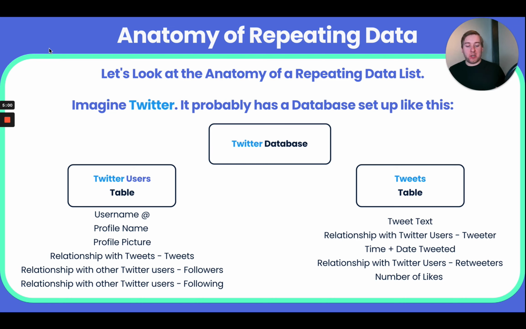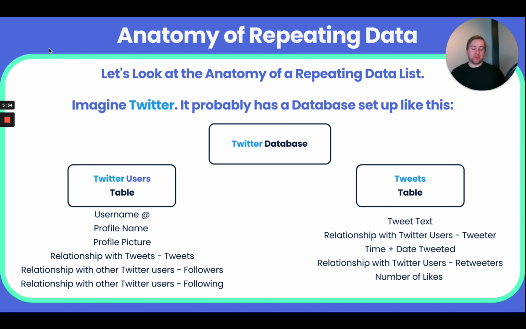And then on our tweets table, we would likely have the text of the tweet. So what did they write? You know, welcome to Twitter, or I've just made my first tweet, whatever it might be. You're going to have a relationship with the Twitter users table that says, who tweeted this tweet? Was it @Niall? Was it @John? Was it somebody else? You're going to have the time and date that the tweet went out. So clearly, what's the created date of this tweet? When did it go out? What time was it? What date was it? You're going to have a relationship with Twitter users, which could be anybody on Twitter, which is the retweeters. So who hit retweet on this tweet?